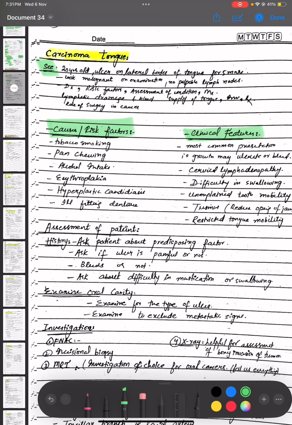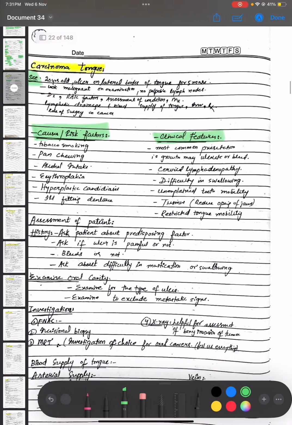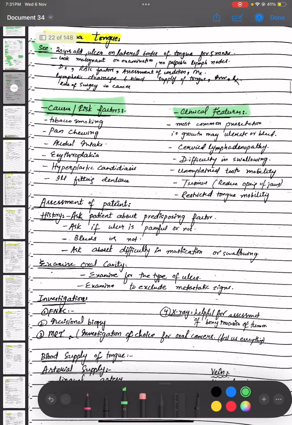In clinical features, the most common presentation is a growth that may ulcerate or bleed, cervical lymphadenopathy, difficulty in swallowing, unexplained tooth mobility, trismus, reduced opening of the jaws, and restricted tongue mobility. These are the clinical features of carcinoma of the tongue. How will we assess the patient?